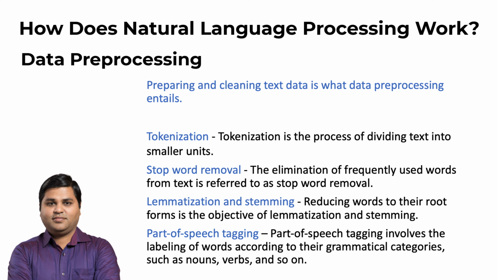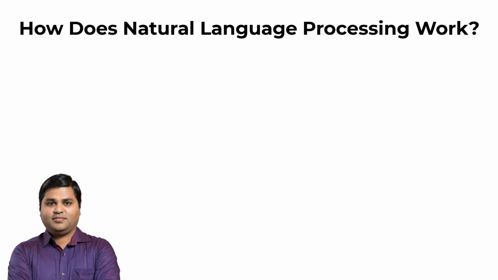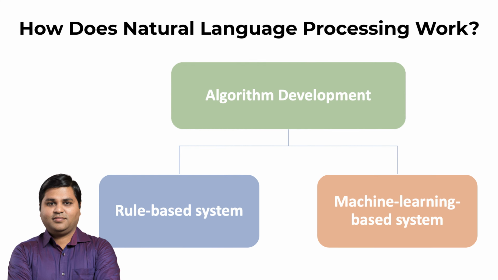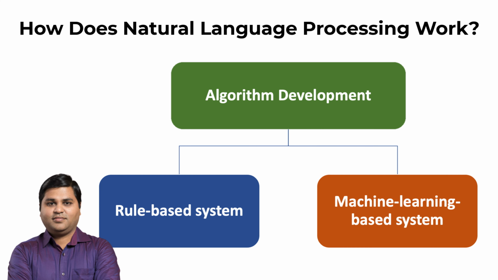Once the data has been prepared for analysis, an algorithm is developed to process it. There are many different natural language processing algorithms, but two main types are commonly used. The first type is called rule-based systems. This algorithm uses a set of predefined rules to analyze text and make decisions. The second type is called machine learning algorithms. These algorithms learn from large amounts of data and become better over time at understanding natural language.